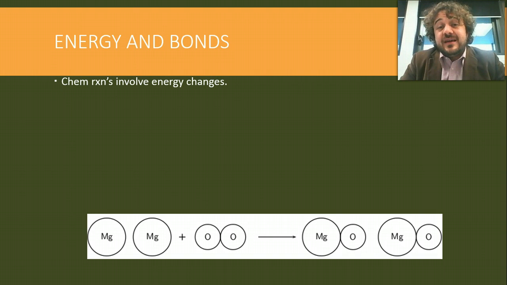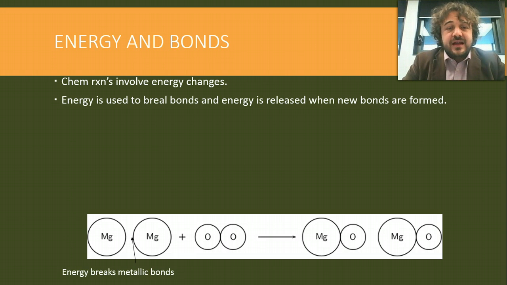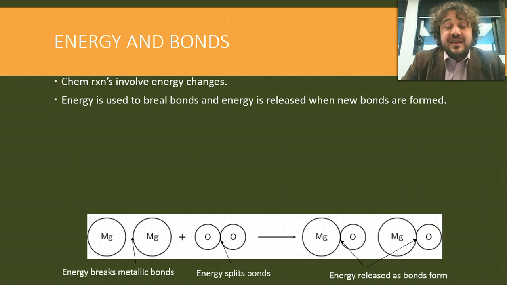Okay, so let's look at the energy of bonds. Chemical reactions involve energy changes. This is necessary. We use energy to break the bonds, and energy is released when new bonds are formed, because for the atoms to be on their own, that means they're holding energy. So when they join back together with something, they release some of that energy. So we have energy breaking the metallic bonds down the bottom, and energy splitting the bonds in the oxygens, and basically energy is released when they join back together.